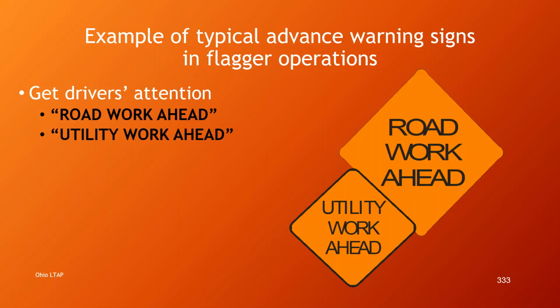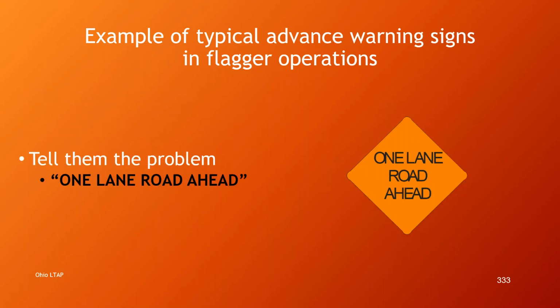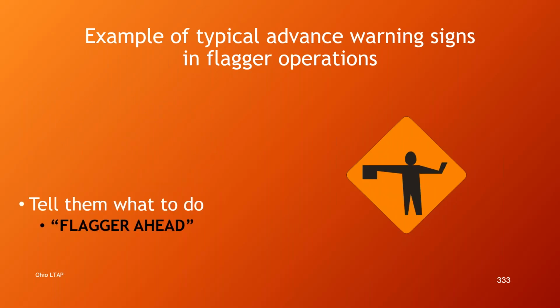So the signs that we need to see in that advance warning area that are clearly shown in typical application number 10 begins with the road work ahead sign or the utility work ahead sign. And then comes the 1 lane road ahead sign, and then the flagger symbol sign.